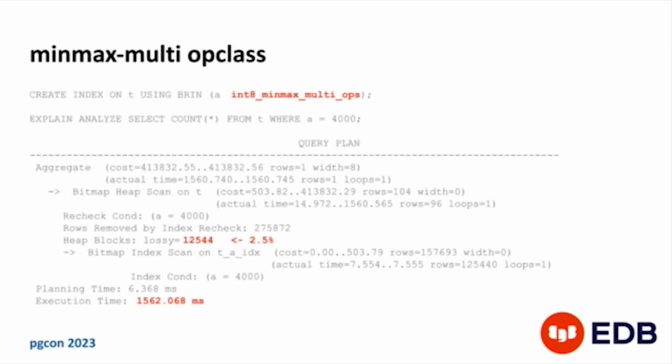The disadvantage, of course, is that the index is a bit larger. So for example, instead of 160 kilobytes, it might be, I don't know, half a megabyte. It's a small multiple of the original index. It's still much smaller than the BTREE.